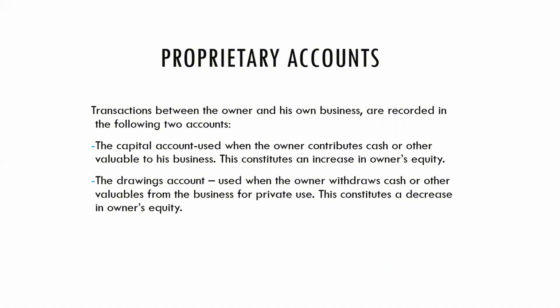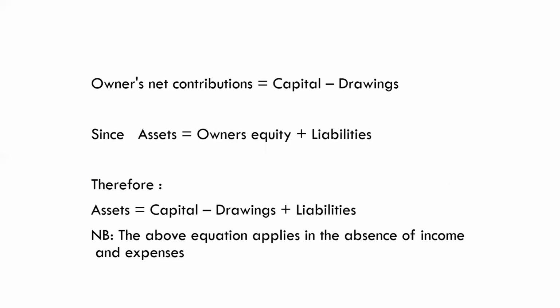Then the drawings account. This is used when the owner withdraws cash or other valuables from the business for private use. This results in a decrease in owner's equity, because if the owner is taking something from the business, it's decreasing the worth of your business. So your owner's equity is like your worth. What's your business worth? So it decreases the worth of the business. The owner could take cash, he could take inventory, he could take a machine, he could take anything from the business, right? Not necessarily just cash. So if the owner takes anything from the business, we call it drawings, and it decreases the owner's equity.